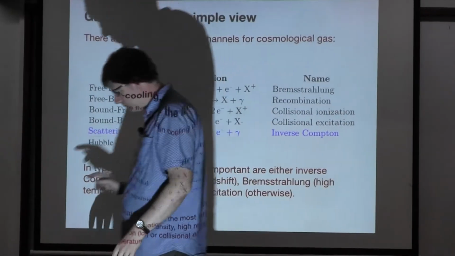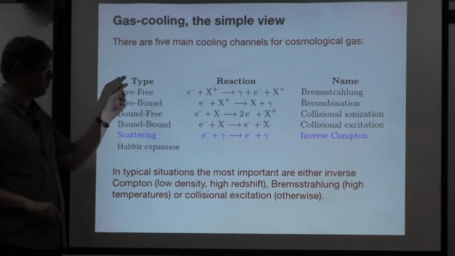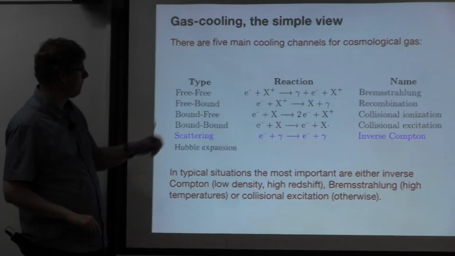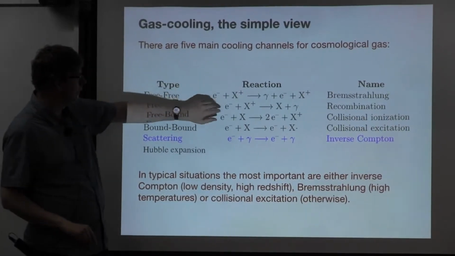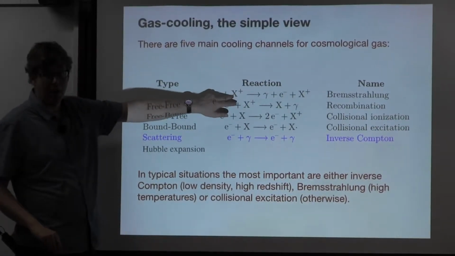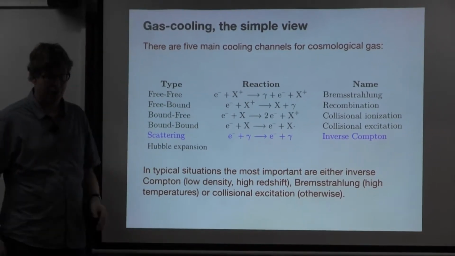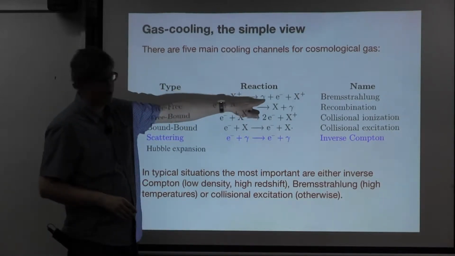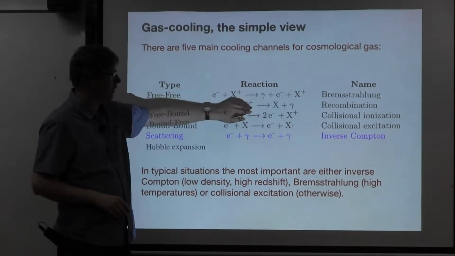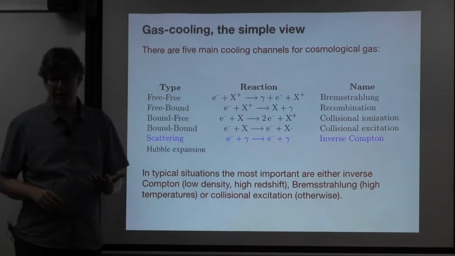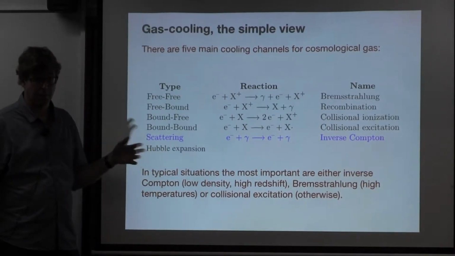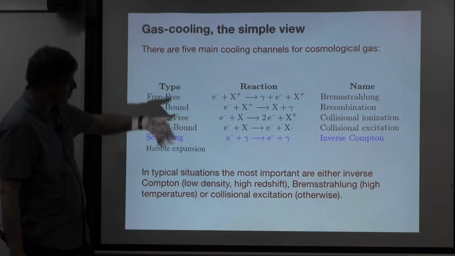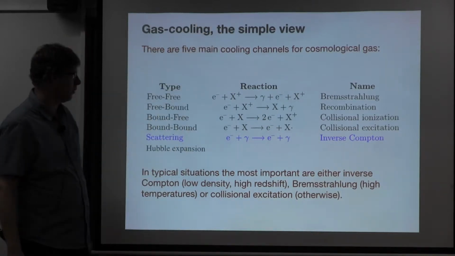The first one is probably what you're more used to calling Bremsstrahlung. So it's free-free emission, free-free cooling. Electrons scatter off some ion, they change their path around the ion, and in that interaction they can lose some energy, and that energy is then radiated away as a photon. So that's Bremsstrahlung. That typically happens at very high temperature when the gas is completely ionized. That's when these interactions are important, and it becomes more and more important the higher the temperature is.